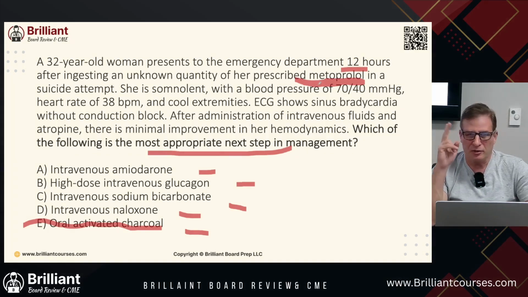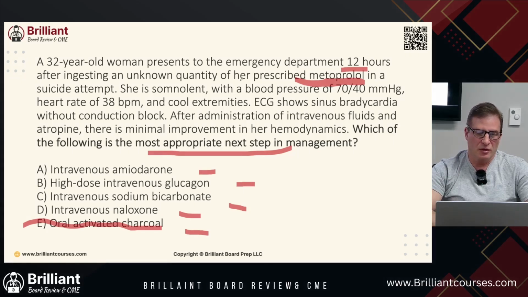Somebody takes a beta blocker, calcium channel blocker, or bupropion. Those are the ones that you're going to fear the most if you work in this realm of overdoses. All right, so this is a suicide attempt. Unfortunately, she wants to harm herself, and she has a blood pressure of 70/40.